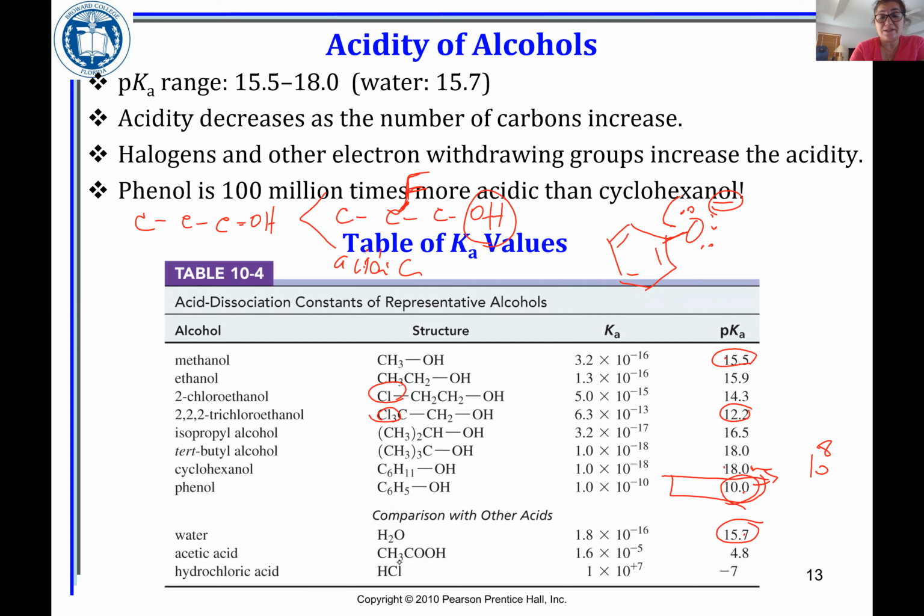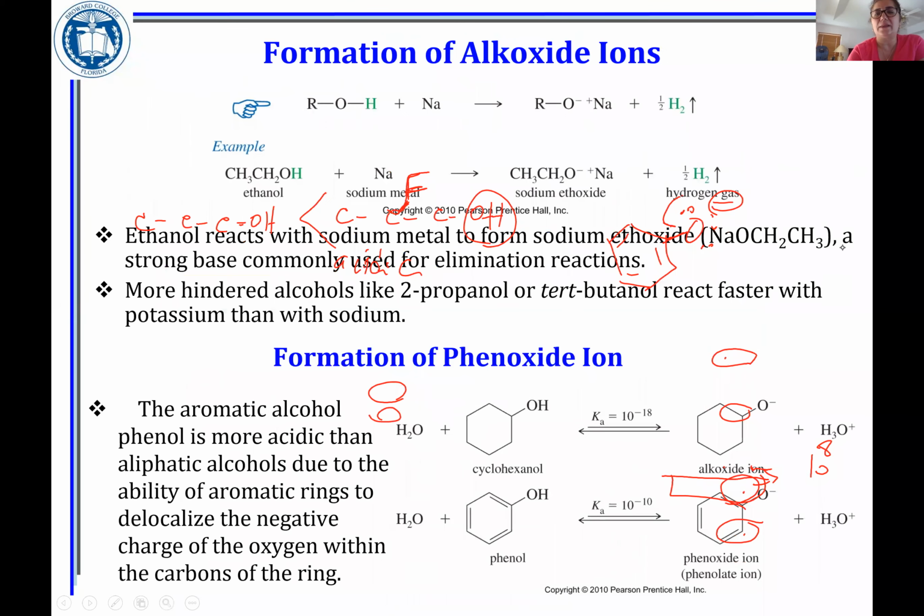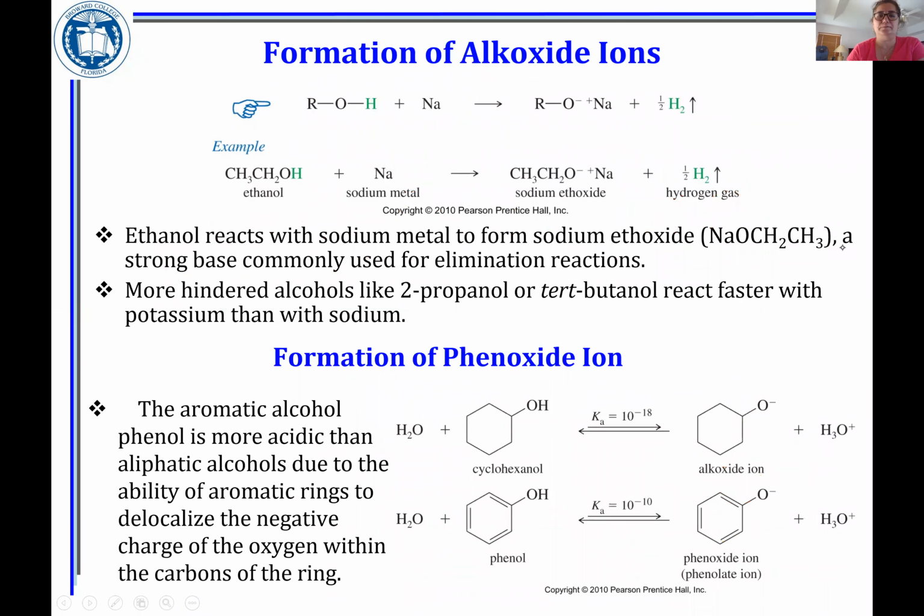Carboxylic acid is more acidic. HCl, of course, is just showing how acidic water is compared to the other alcohols and the acids.